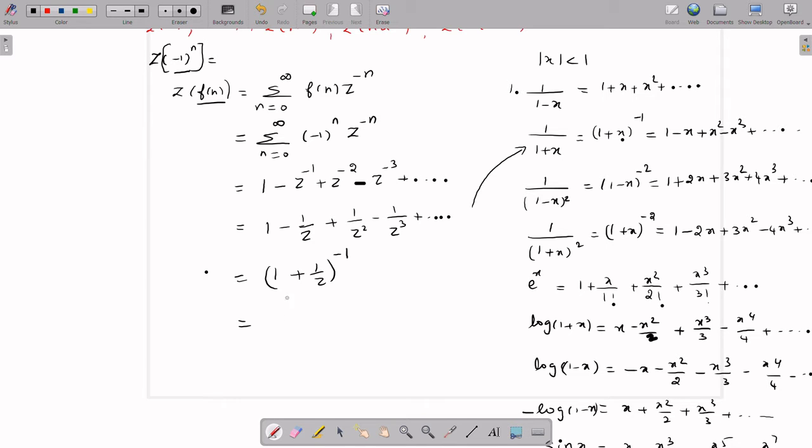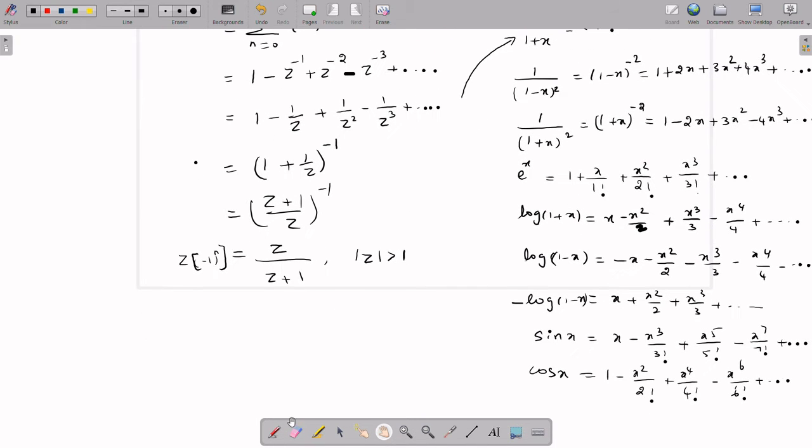So we have this term, taking LCM, z plus 1 divided by z whole power minus 1, or you can have z by z plus 1. This is the expansion for z transform of minus 1 whole power n, and the convergence here is mod z is always greater than 1. Okay. And then next problem, we have to do z transform of n. Next problem is we have to find out z transform of n.